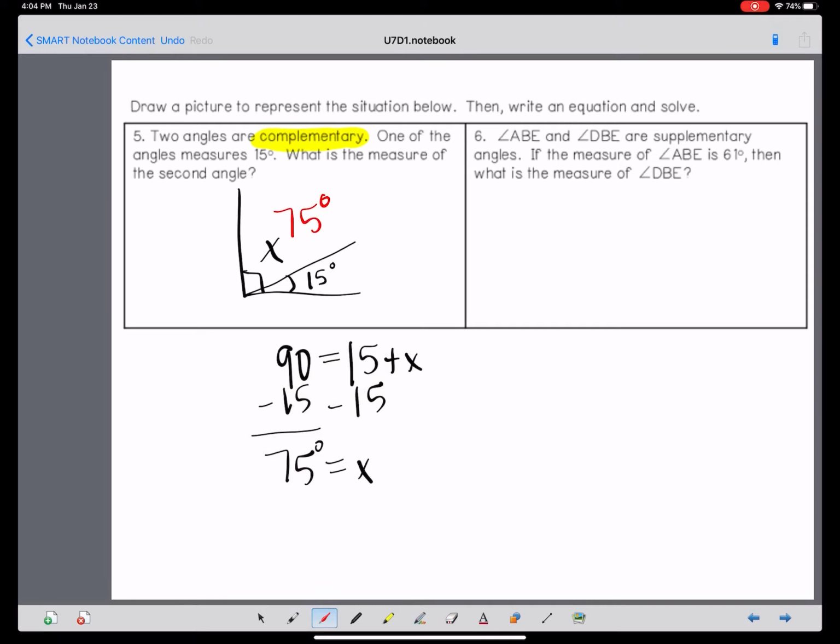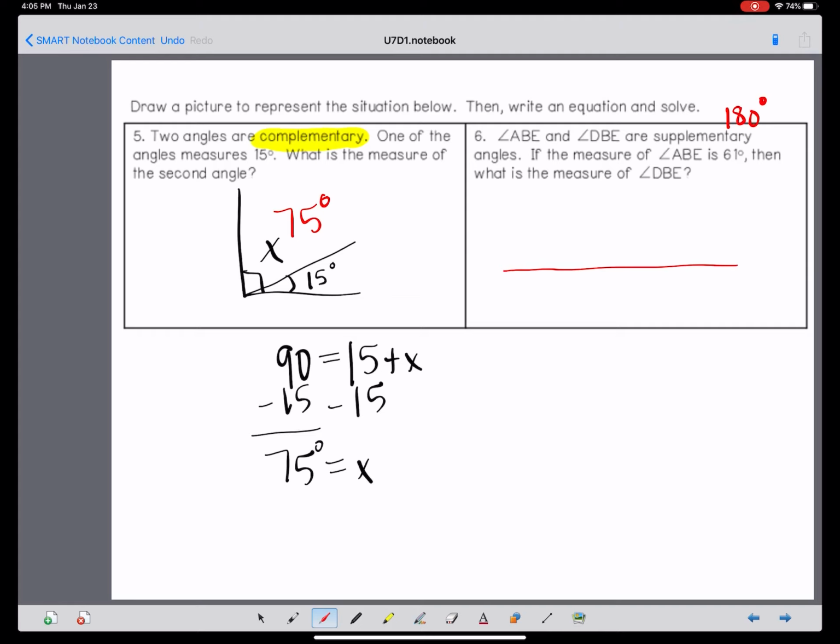All right, let's go ahead and do number 6. Angle ABE and angle DBE are supplementary. Supplementary, if you'll recall this, that is equal to two angles that when they're added together, they equal 180 degrees. Supplementary is two angles that equal 180 degrees. So if the measure of angle ABE is 61 degrees, then what's the measure of angle DBE? So let's go ahead and just draw a straight line.